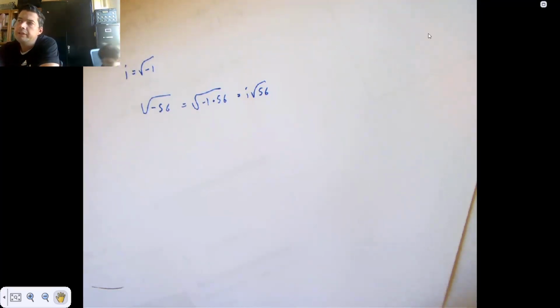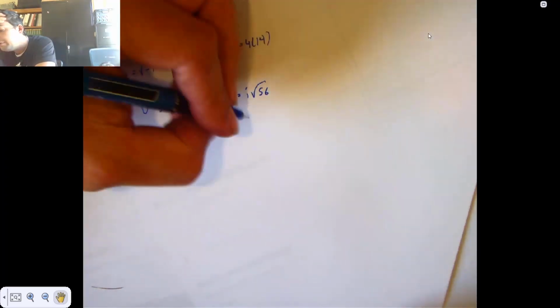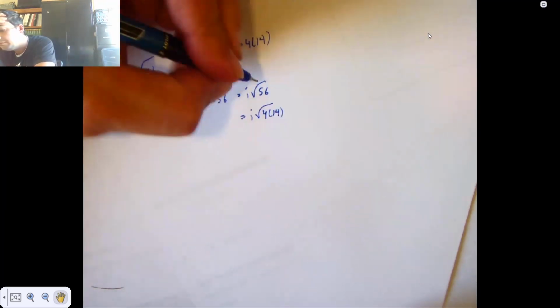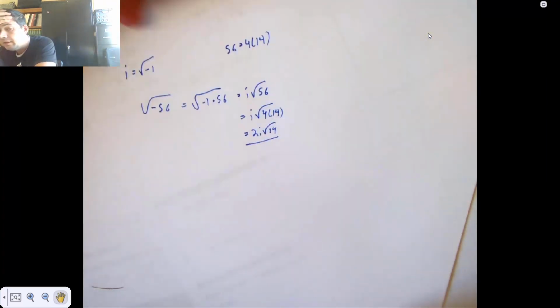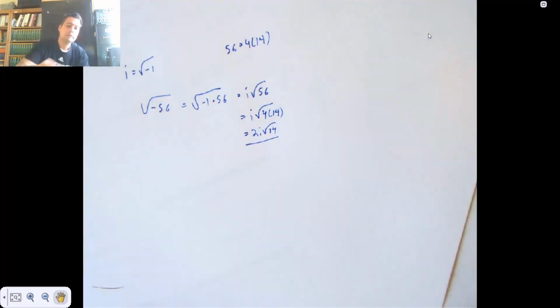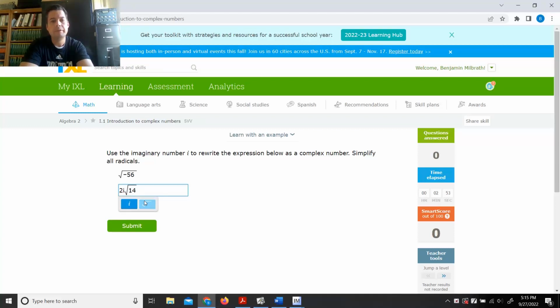This radical will simplify. 56 is 4 times 14. So I can rewrite this as i times the root of 4 times 14. Everybody's supposed to know what the root of 4 is. The root of 4 is 2, so 2i root 14. That's radical simplification. So back to IXL, see if I'm right. 2i square root 14.